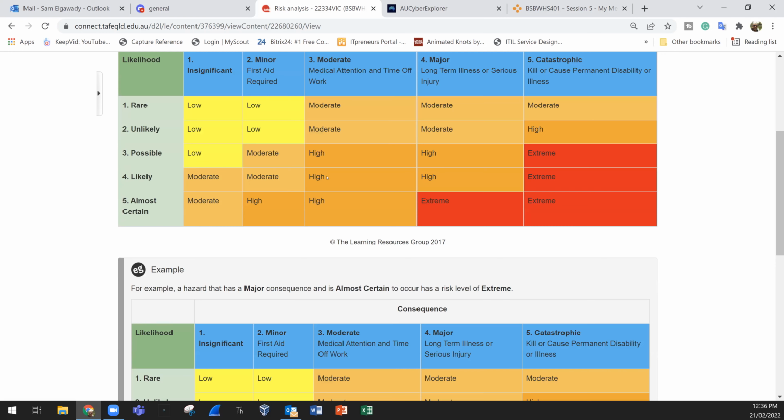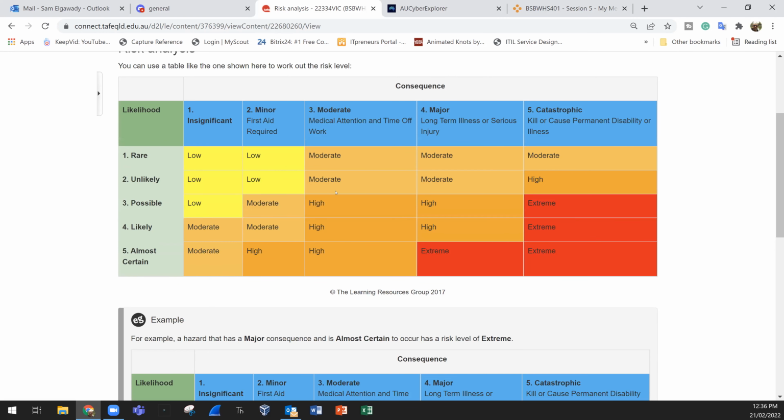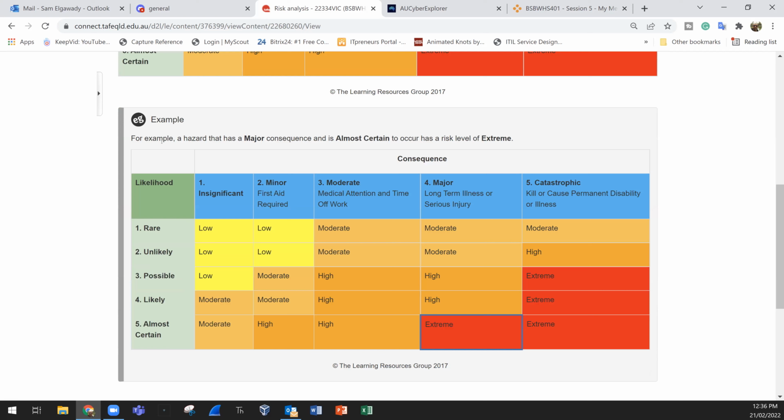So we think about that in camps, in trips, in different actions. So here it's giving you also some examples. A hazard that has a major consequence and is almost certain to occur has a risk level of extreme here, like long-term illness or serious injury. Here, medical attention and time off work; first aid required, insignificant. So we can think about that. Did that make sense? Yeah.